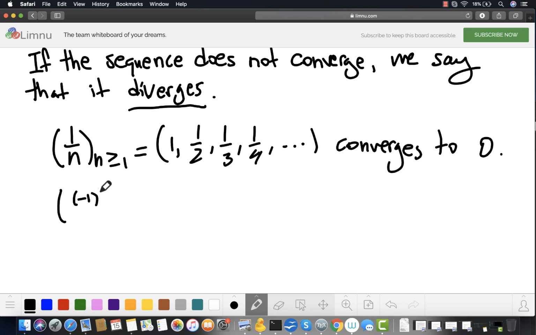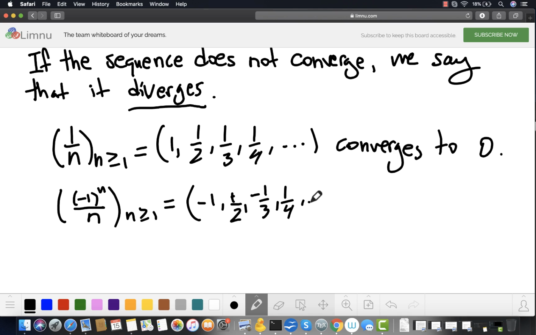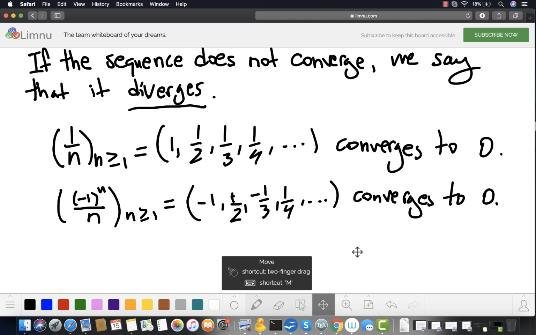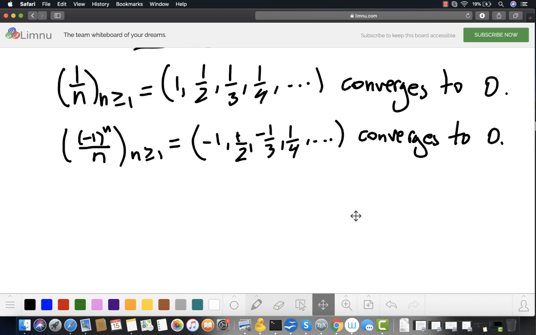If you look at -1 to the n over n, this has the terms -1, +1/2, -1/3, +1/4, and so on. This one also converges to 0. The terms are approaching 0 from both sides, negative and positive, but they still converge to 0 because as n gets larger and larger, we get arbitrarily close to 0.